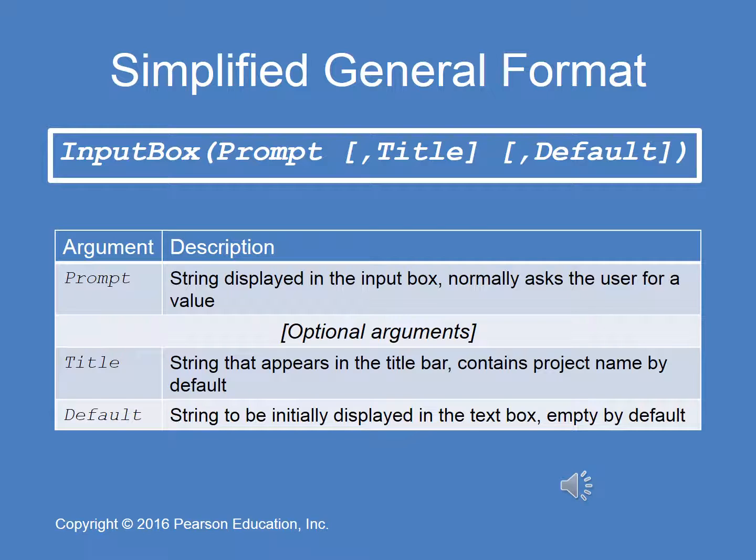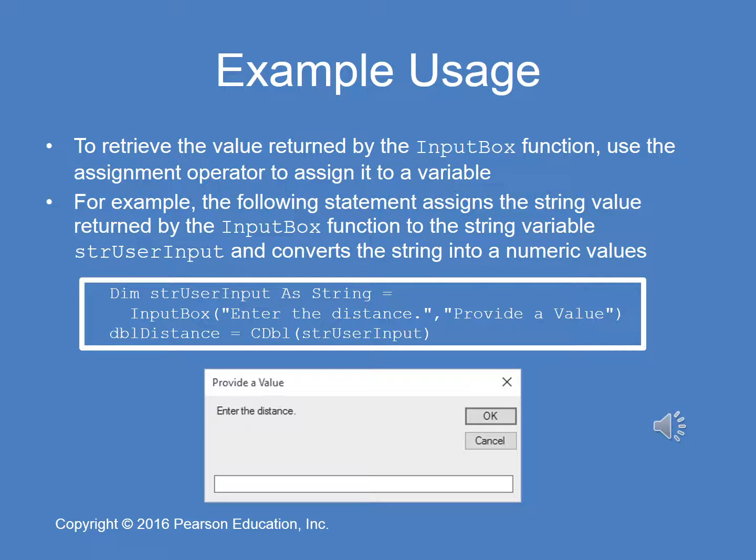The second optional argument is a default string that's displayed in the text box. It is empty by default, but you can put a default that says something like "enter your text here," would be one example. In order to use the string returned by the input box function, we need to assign its return value to a variable that is declared as a string.